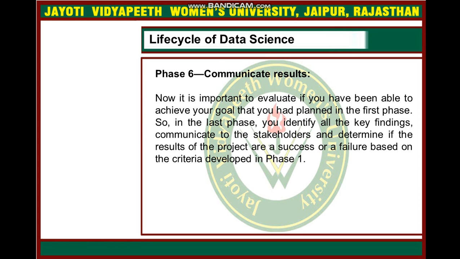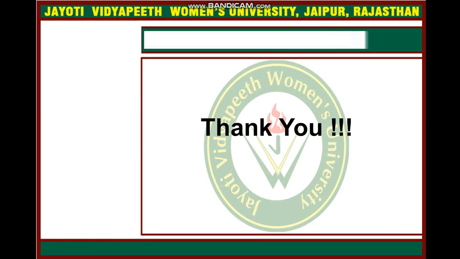The last is communicate results. In communicating results, it's necessary to determine whether you were able to accomplish the target that you designed in the first step. Therefore, in the last step, you define all the main outcomes, communicate to the stakeholders, and decide if the project's results are a success or a failure based on the step 1 criteria. These all are the 6 steps of the data science life cycle.